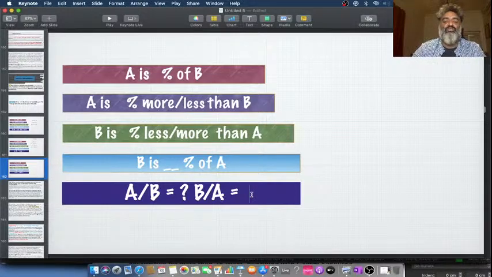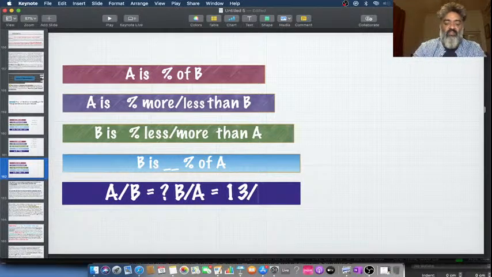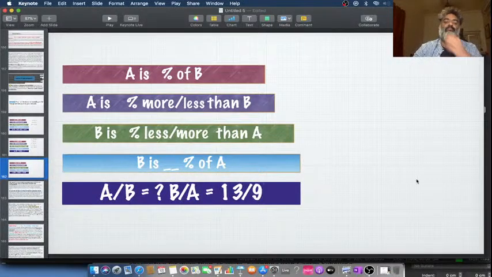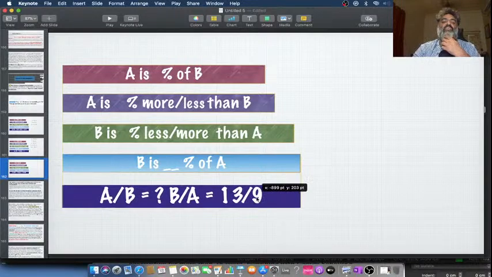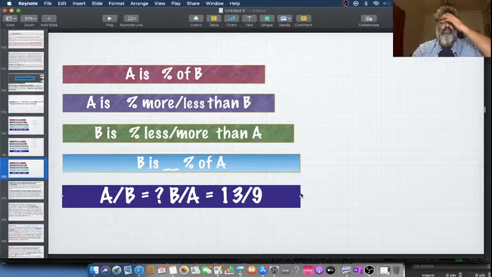Let me just give you a ratio now, and I say B by A is equal to 13 by 9. So I've given you the ratio of B by A. Can I figure out all the percentage configurations? And once you do that, I will try an experiment with you guys. New question on board.